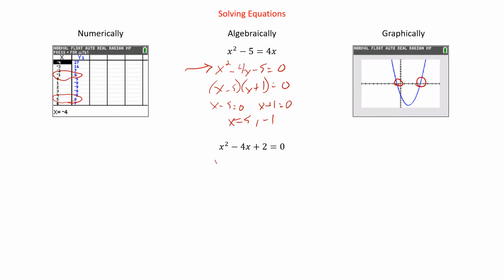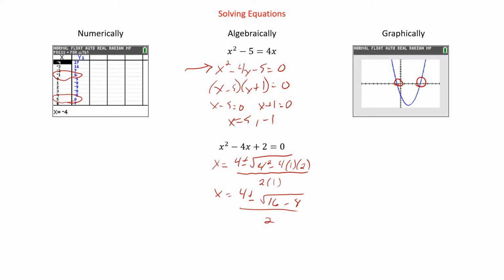Remember the quadratic formula, x equals -b, that's that -4, so we have 4, plus or minus the square root of b squared. So that's 4 squared minus 4 times a times c. I guess that's a -4 squared, it's going to become positive, doesn't matter, all over 2a. And then we can simplify this. So 4 plus or minus the square root of 16 minus 8, over 2.